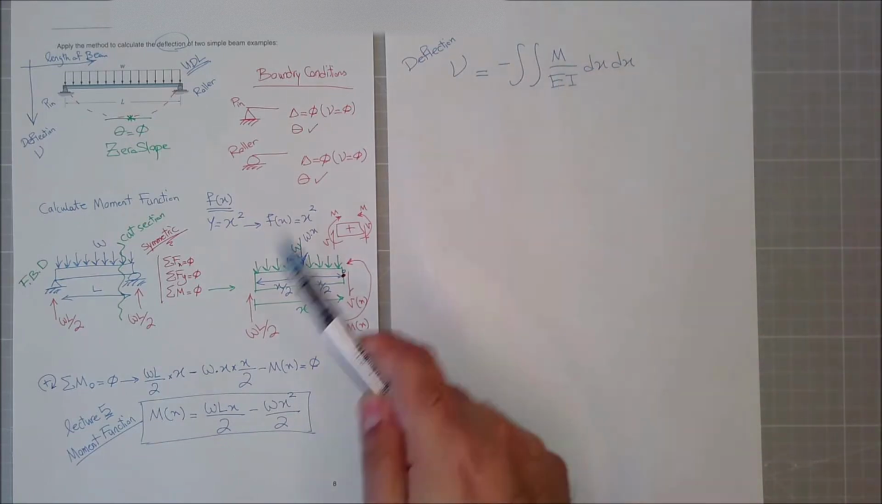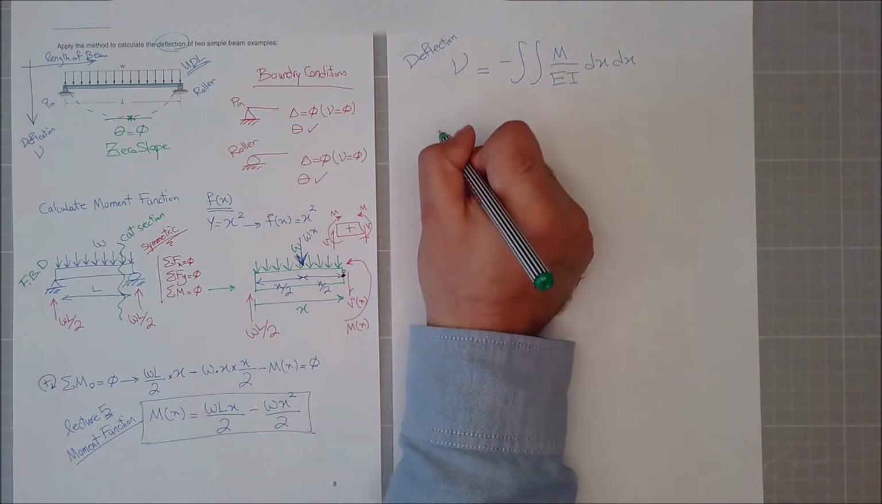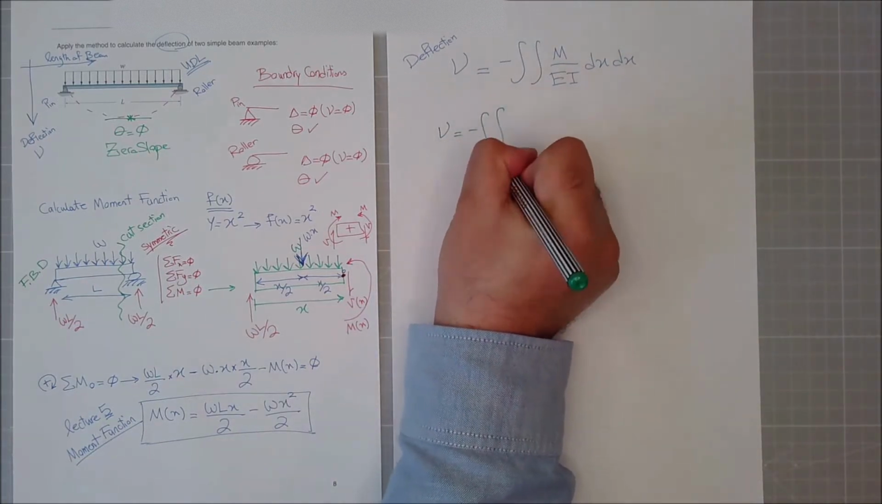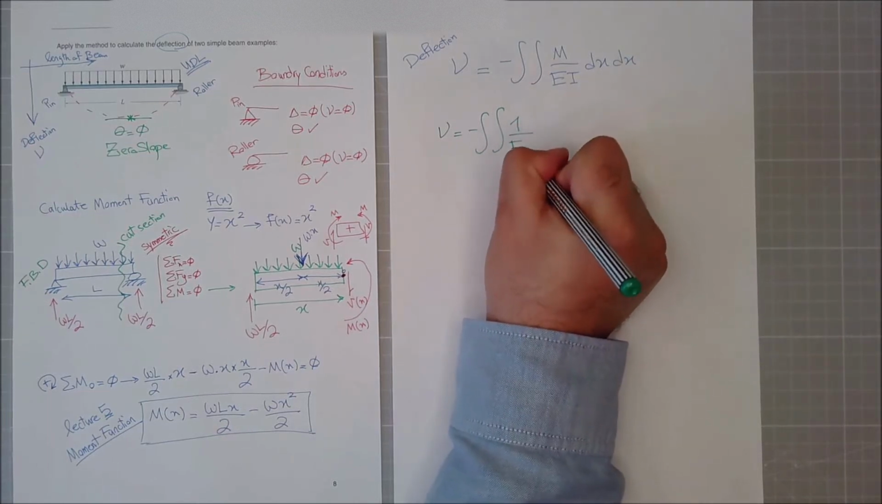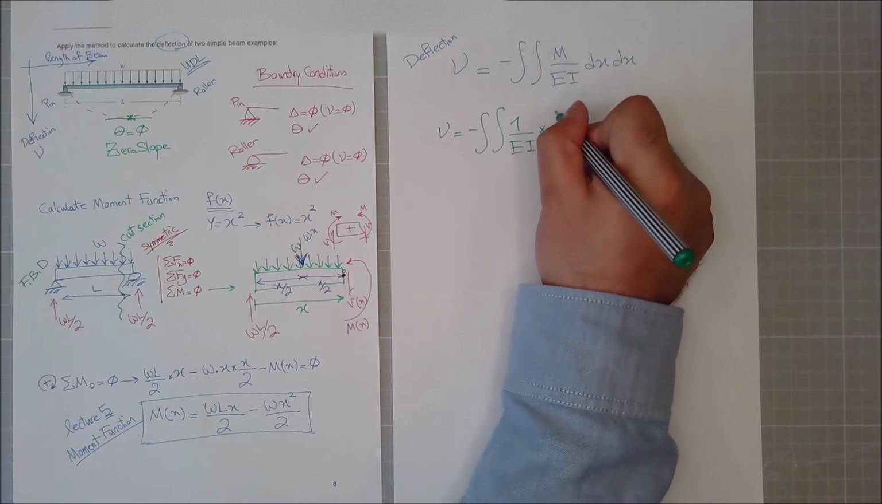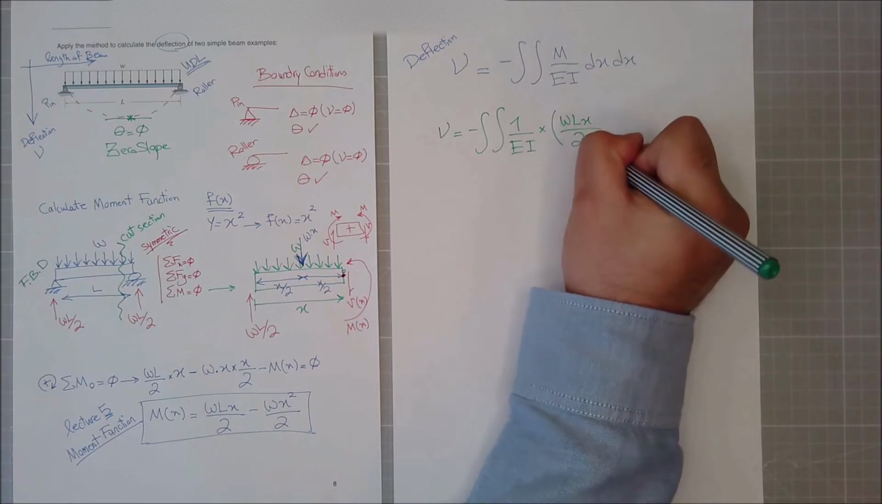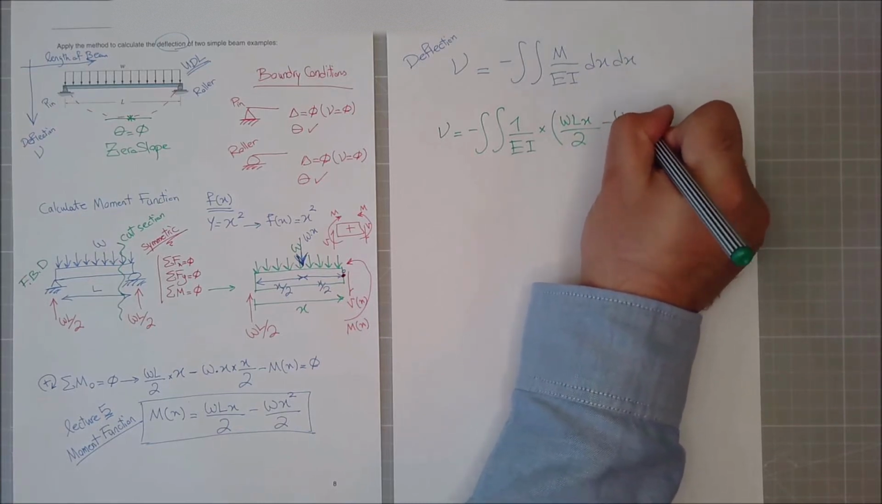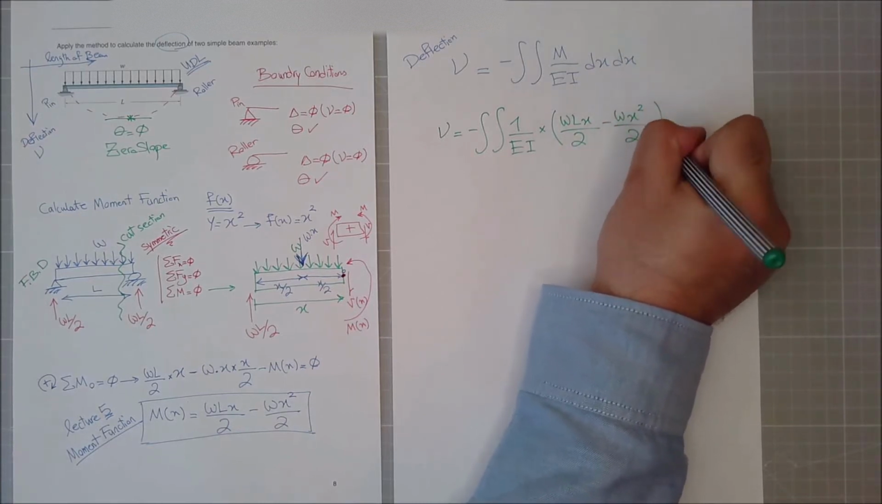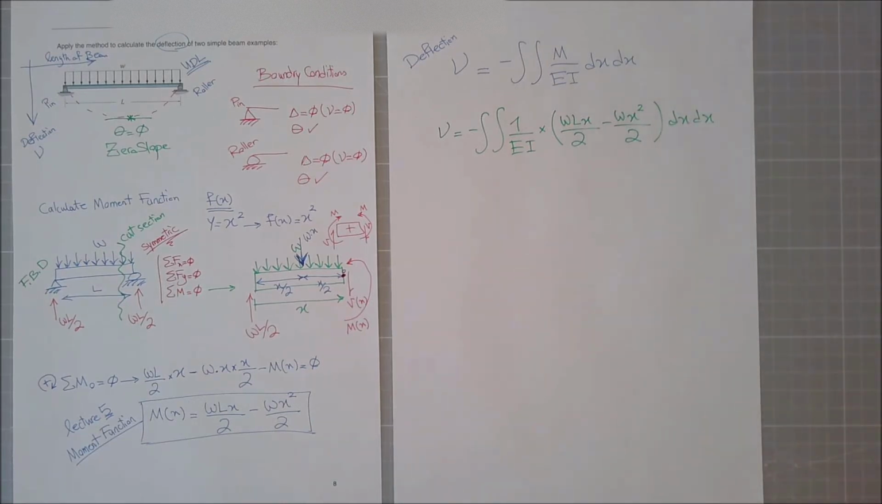This M is the same M. Let's replace it. So now we have deflection equals negative 1 over EI times that moment function, which will be WLx divided by 2 minus Wx to the power of 2 divided by 2, dx dx. Can I solve this? Yes, it's not a sophisticated formula. Let's try to solve it.